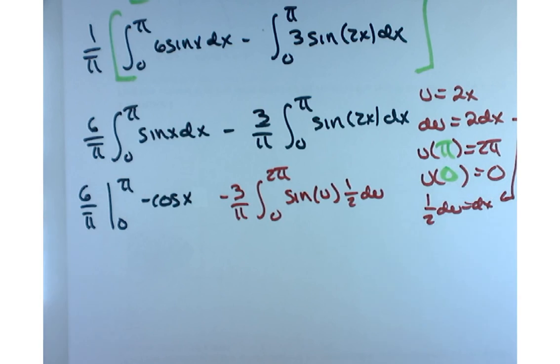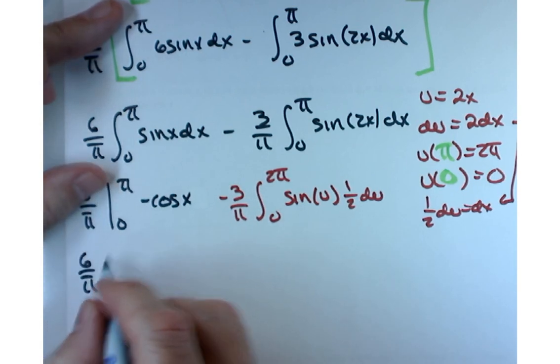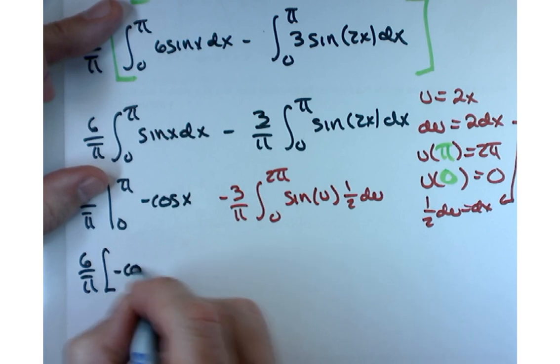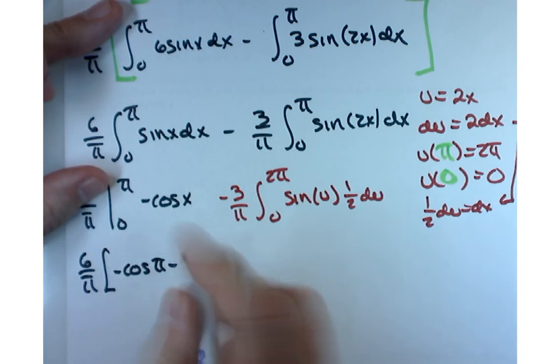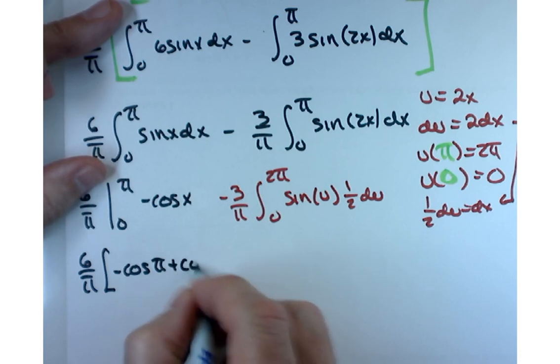I know. Maybe after the end of this, I'll talk about what you can do here. That's going to be 6 over pi times negative cosine of pi minus negative cosine of 0. So it'll be plus cosine of 0.